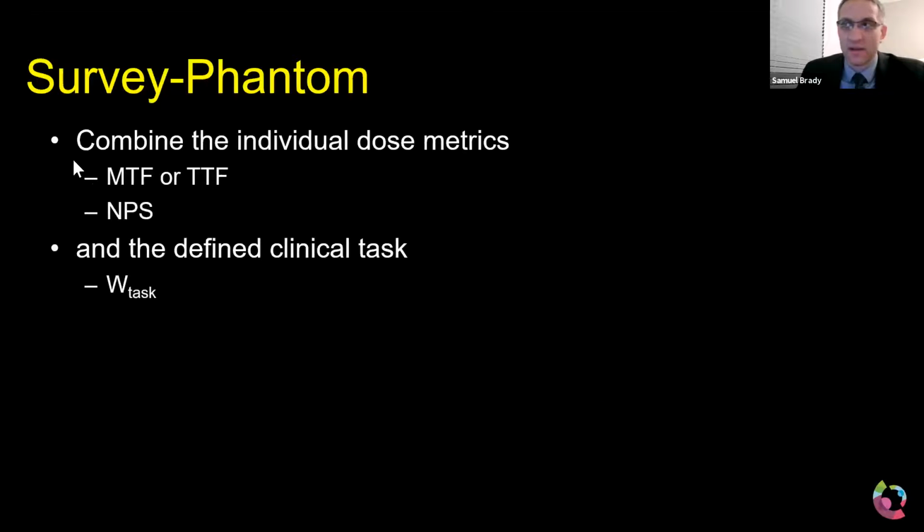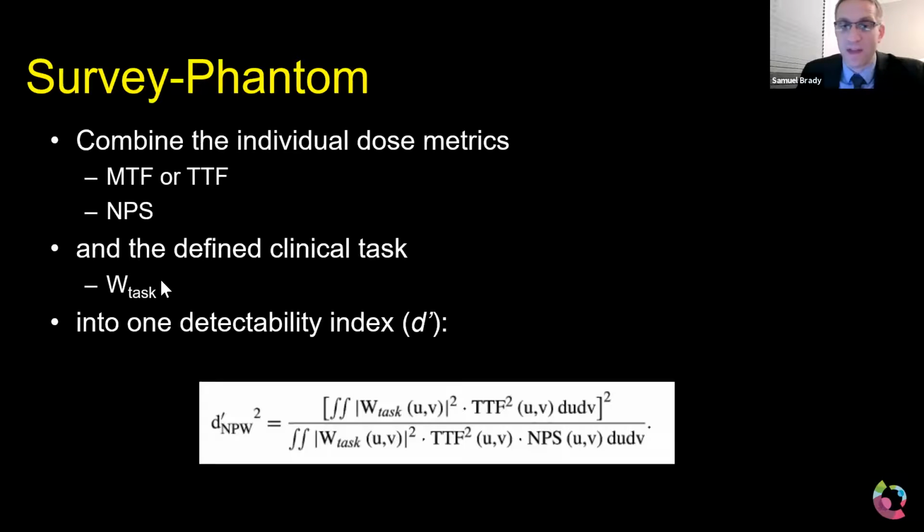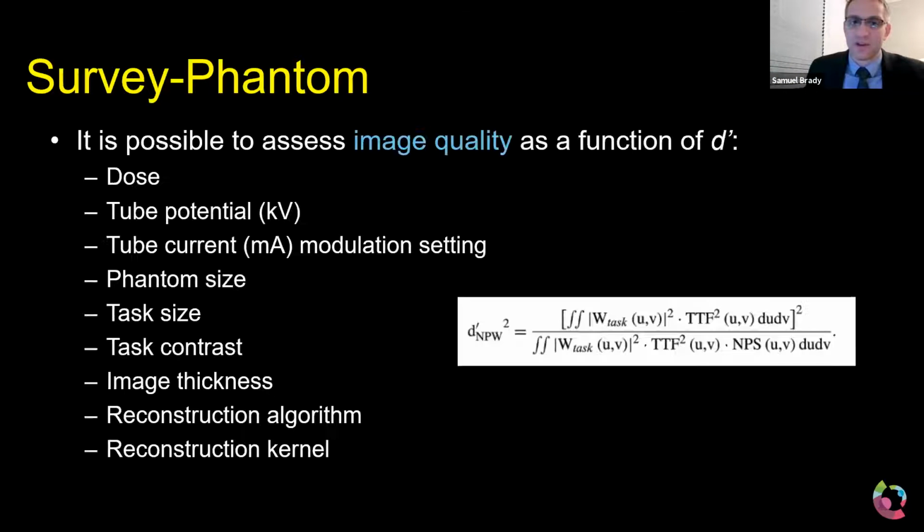And we combine the basic calculations, we combine this task that we're trying to answer, and there is a mathematical approach that allows us to combine all of that and predict how well a radiologist will be able to find a lesion in a CT image, for example. So what this allows us to do now, using this phantom that we can image at all the different hospitals in Thailand, is we can now look at image quality as a function of dose, the type of tube potential or kV we use, mA, or tube current modulation, the size of the patient, or in our case, phantom.